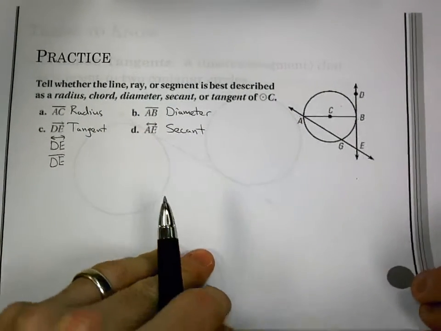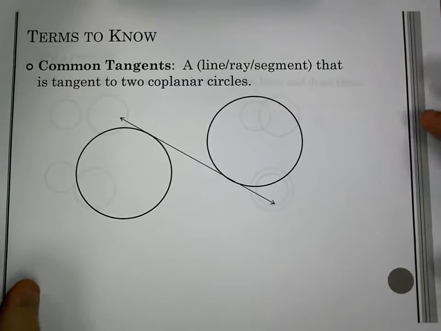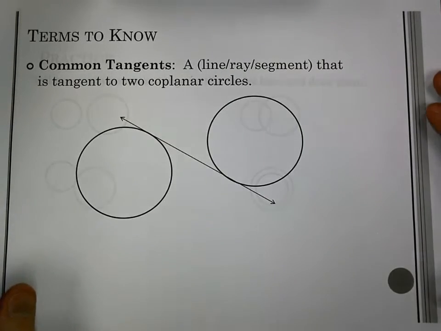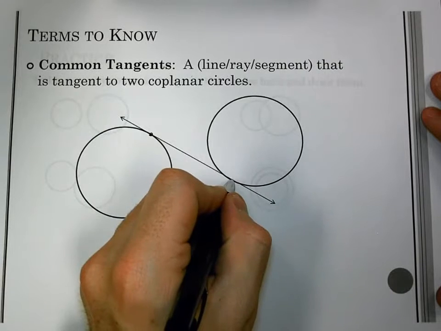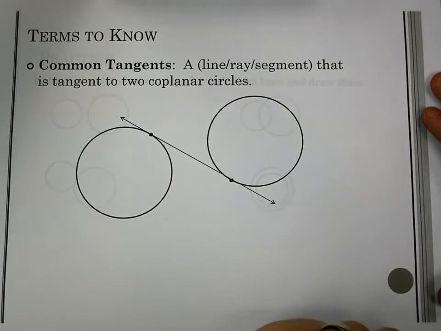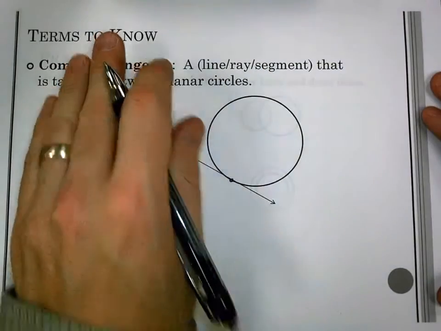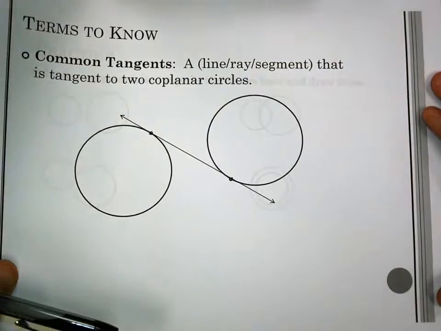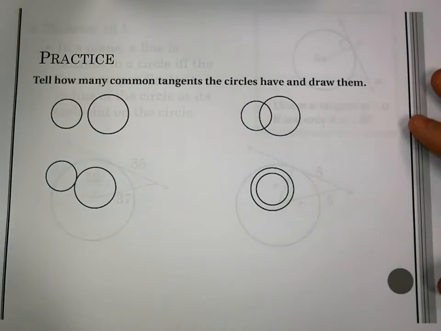Okay, now let's look a little bit more at tangents. We have something we call common tangents. Now this could be a line, ray, and segment again, and that's tangent to two coplanar circles. So this line hits both circles at 1 point. If it does that, we're going to call it a common tangent. It's a tangent to that circle, it's a tangent to that circle, it's a tangent to both circles, meaning it's common tangents.